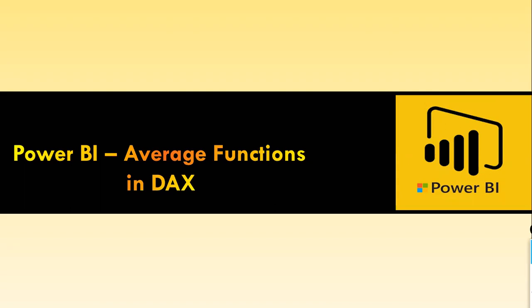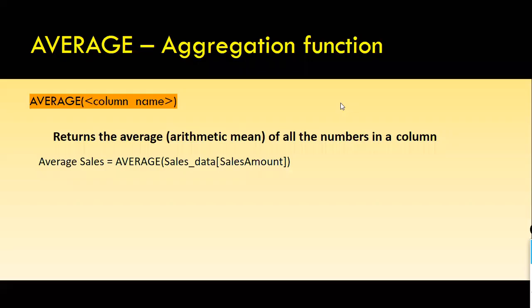Like the count function, even in the case of average we have more than one function available, but not like the count function. Here we have three functions available as part of average: the average function, the average A, and the average X function. Okay, the average returns the average. If you use the average function, what will happen?